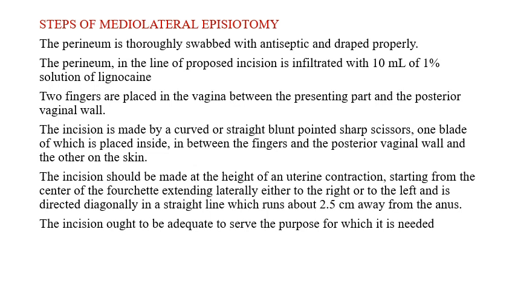The incision should be made at the height of an uterine contraction, starting from the center of the fourchette and extending laterally either to the right or to the left, and is directed diagonally in a straight line which runs about 2.5 centimeter away from the anus. The incision should be adequate enough to serve the purpose for which it is needed.